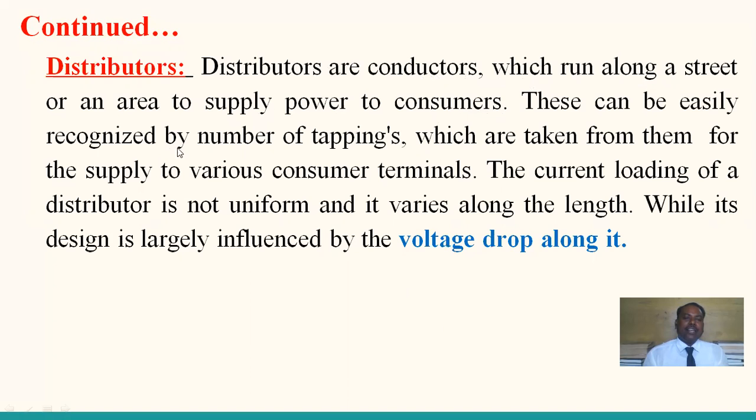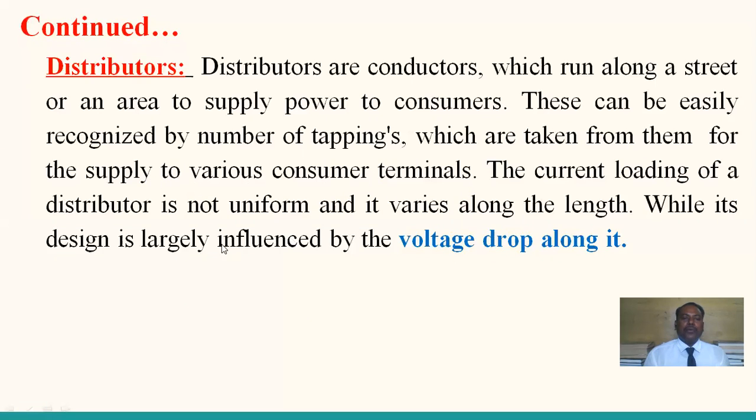So this can be easily recognized by number of tappings. Number of tappings means the distributor may have a number of connections. For example, a distributor is going, and 10 or 20 houses are there. All the houses are taking connections from the distributor, for the supply to various consumer terminals. So this can be easily recognized by number of tappings which are taken from them for the supply to various consumer terminals.